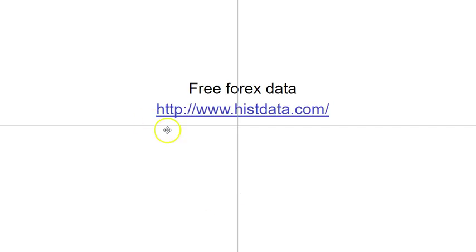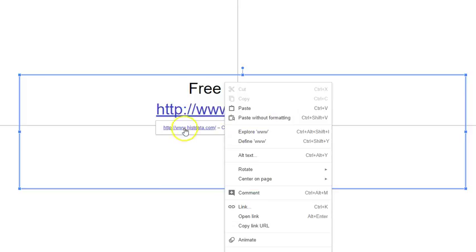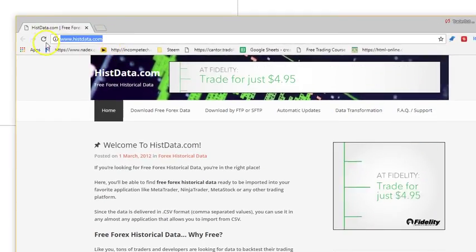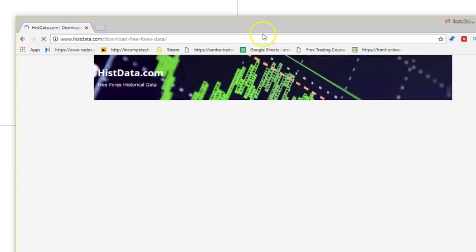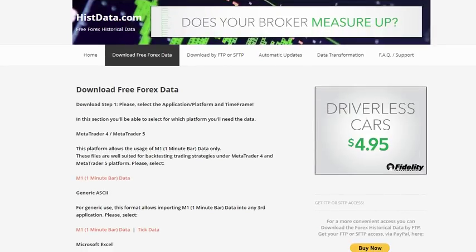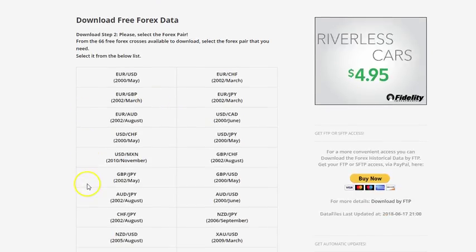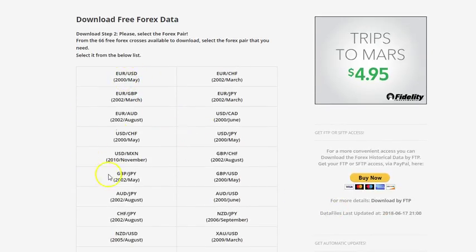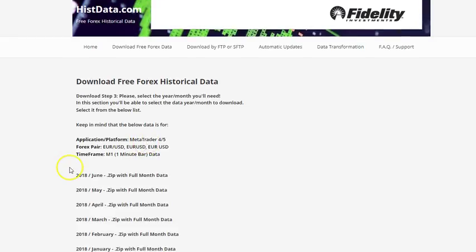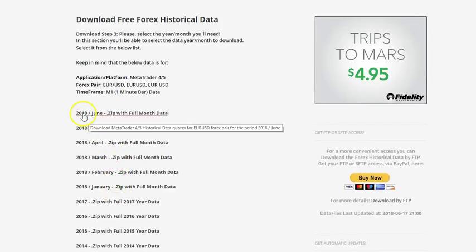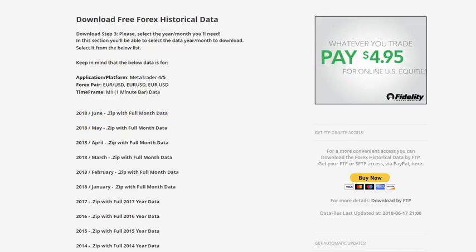And last but not least, if you want free data, I'm going to go ahead and click on this one here. If you want free data, you can go to a place called Hist Data. Hist Data right here, and then click on Download Free Forex Data. Now you can use this inside of MT4, Forex Tester, whatever. Go to 1 minute bar data here, and you can choose. If you choose Euro USD, it'll break it down by the year, or some of them by the months, whatever. And then you can get current data up to like just a day or two ago, actually, and it's free. So that's that.